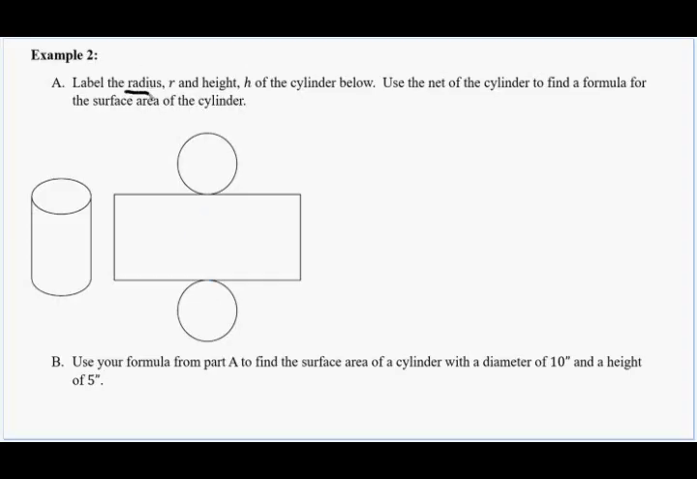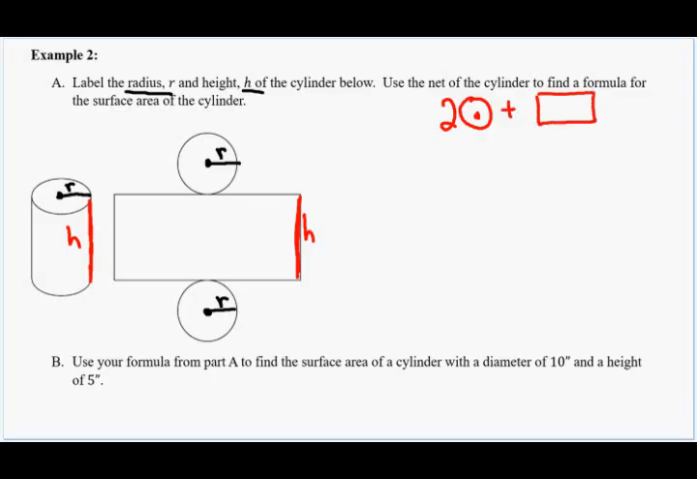So for part A, we're going to label the radius R. I'll put it right there. It would also be here, I'd call this the top of the Pringles can. Down here would be the bottom of the Pringles can. H would be the height of the cylinder. So I'm going to hit that here in red. That's our H. So what we've got here are 2 circles plus 1 rectangle.